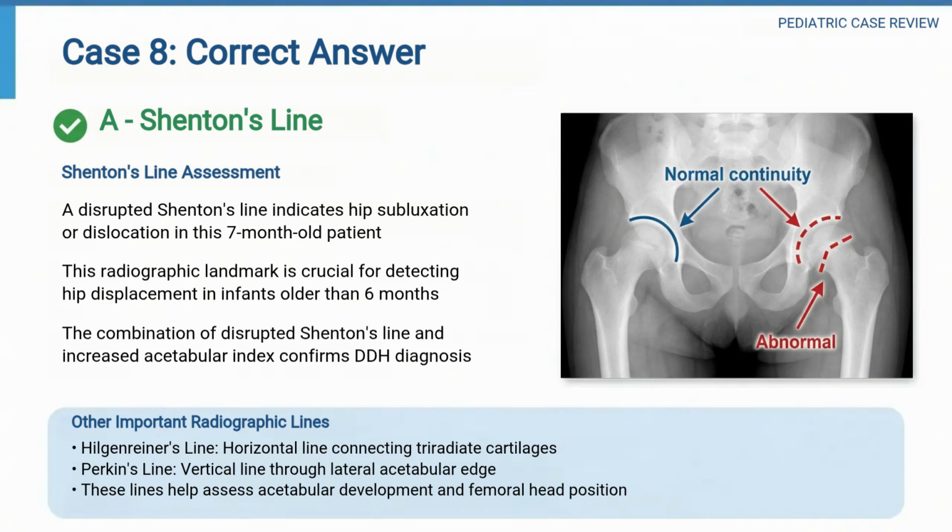A disrupted Shenton's line indicates hip subluxation or dislocation and is crucial for detecting hip displacement in infants older than 6 months. The combination of a disrupted Shenton's line and an increased acetabular index confirms the diagnosis. Other important radiographic landmarks include Hilgenreiner's line, which is a horizontal line connecting the triradiate cartilages, and Perkins' line, which is a vertical line through the lateral acetabular edge. These lines together help assess acetabular development and femoral head position.